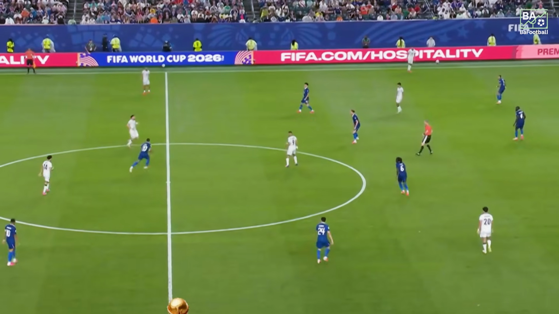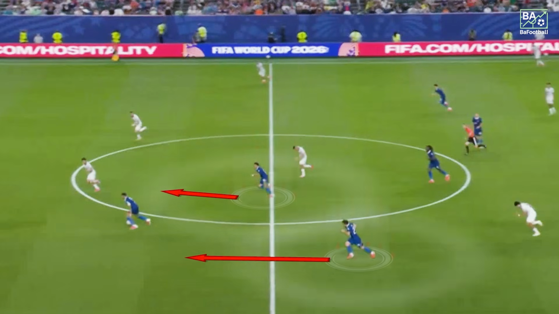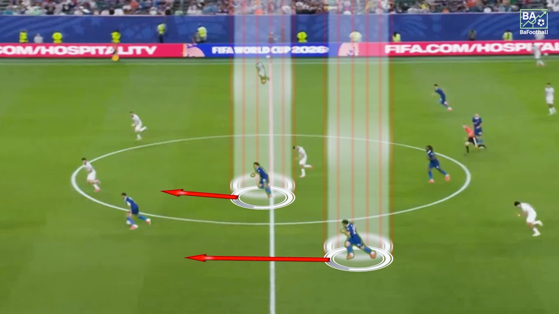This time, France launch a rapid counterattack. Through vertical progression and the high speed of their players, several attackers join the move simultaneously while the opposition defense is still recovering. The numerical supporting attack quickly opens spaces between the defensive lines, giving France a temporary numerical advantage.